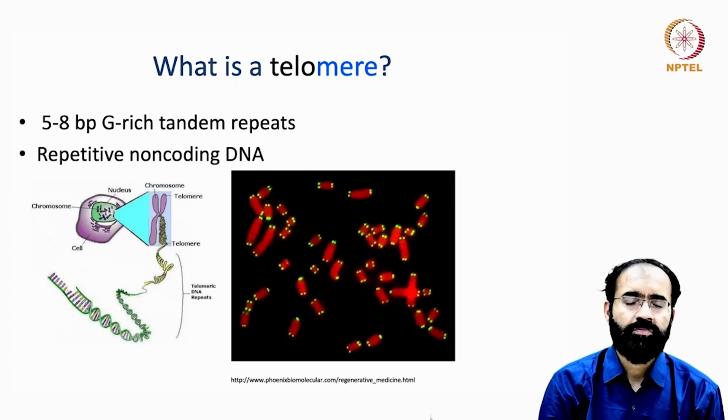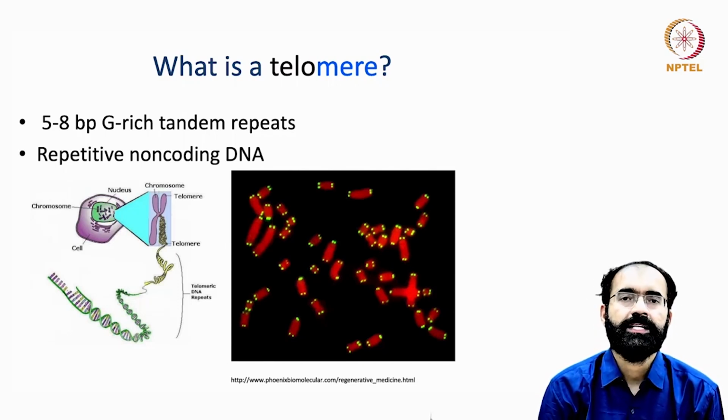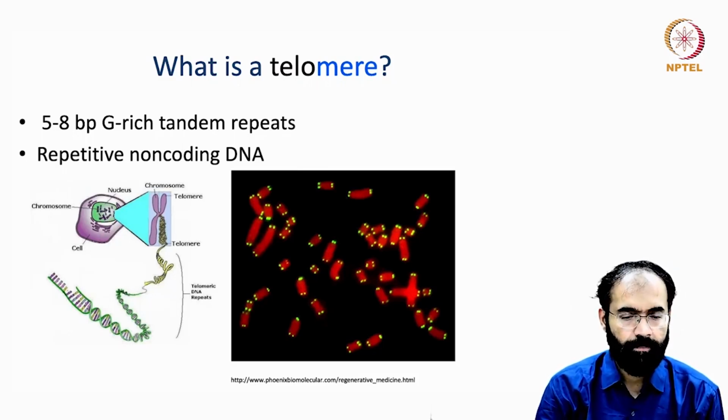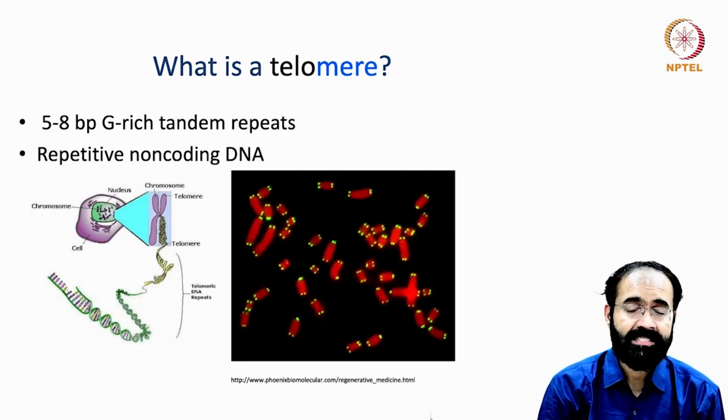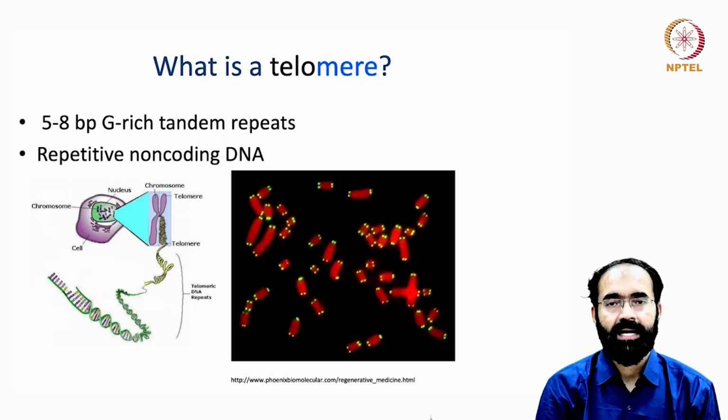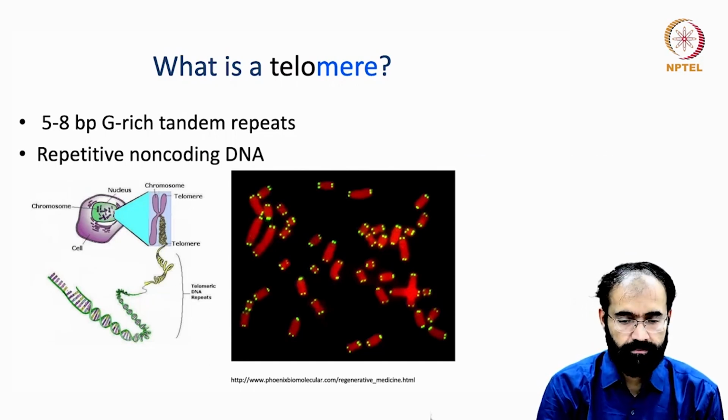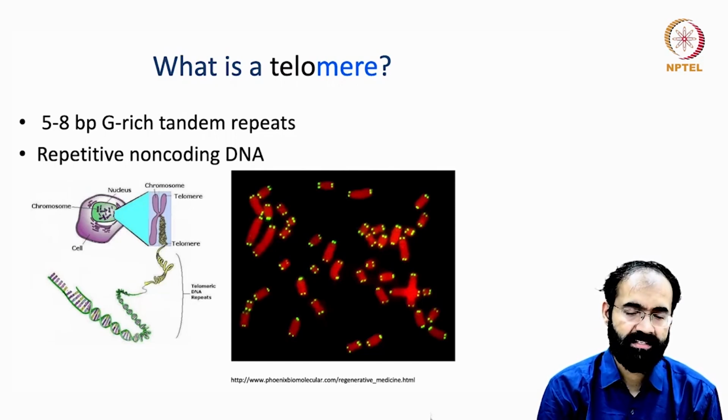It is around a 5 to 8 base pair G-rich tandem repeat. In humans it is T2AG3, roughly 6 bases in length, and it can vary from organism to organism. So this is a karyotype where you can see chromosomes, and the tips are seen as yellow spots. It is a metaphase chromosome where the DNA has divided but they have not separated yet. That is why we can see each chromosome has 2 dots on either side.